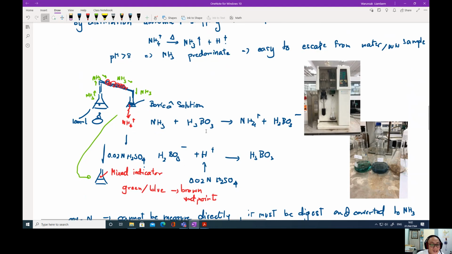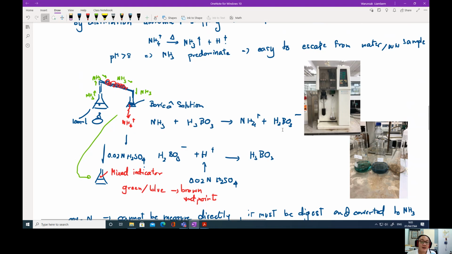The boric acid actually can change the ammonia, which comes along to the column before being distilled. So this ammonia will be absorbed by the boric acid. This is the boric acid, H3BO3. Once it absorbs ammonia, the ammonia becomes NH4 plus, and the boric acid becomes H2BO3 minus.